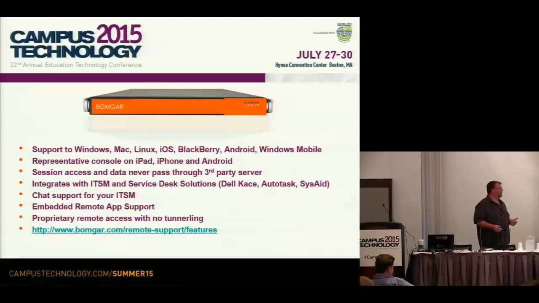Proprietary remote access with no tunneling. This is probably the biggest, most important feature as far as I'm concerned for Bomgar. You don't have a VPN connection with anything. Somebody calls me and says their PC is infected. I can comfortably remote into that computer, look at that computer and see what's going on, and I don't have to worry about that computer infecting my computer. Now at that point, I'm going to go pull that computer off the network just so it doesn't infect anything else.